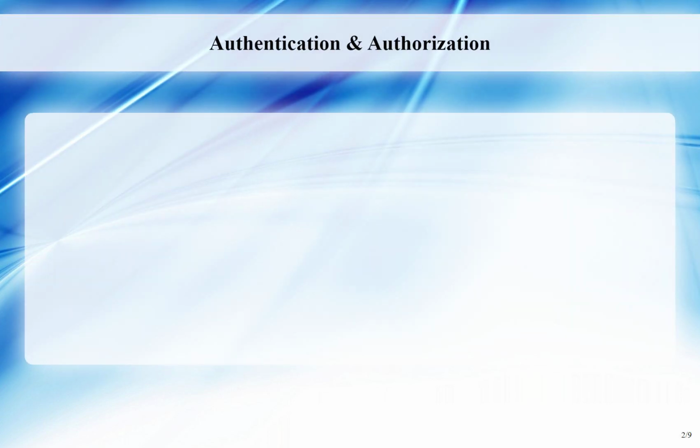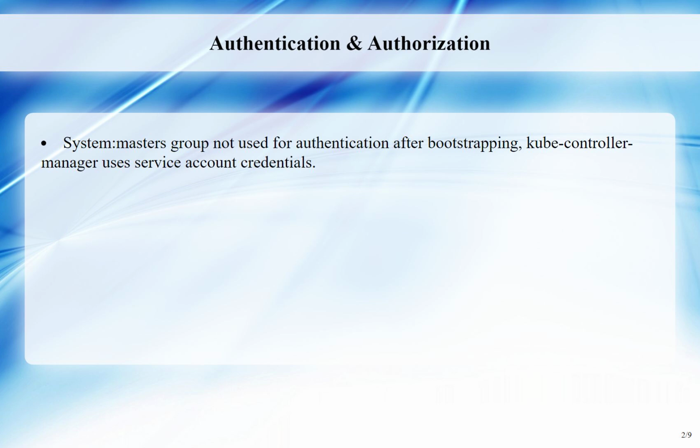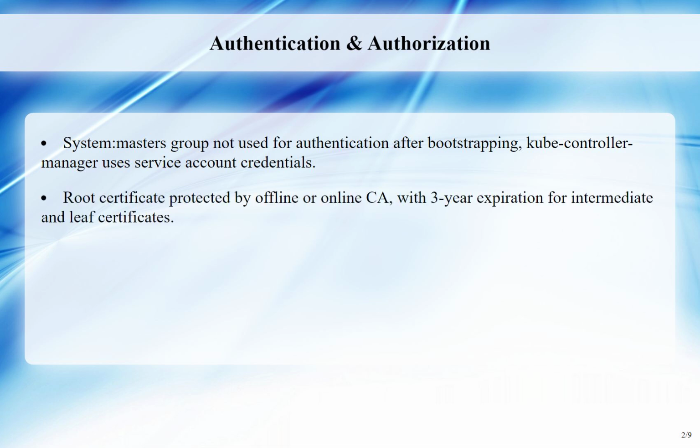Authentication and authorization. After bootstrapping, the System Masters group is not used for user or component authentication. The Kube Controller Manager has the Use Service Account credentials enabled. The root certificate is protected either by an offline or managed online CA with access controls. Intermediate and leaf certificates expire within 3 years.